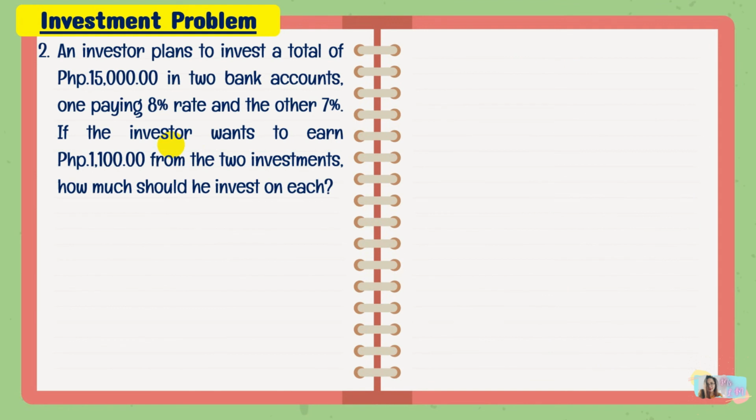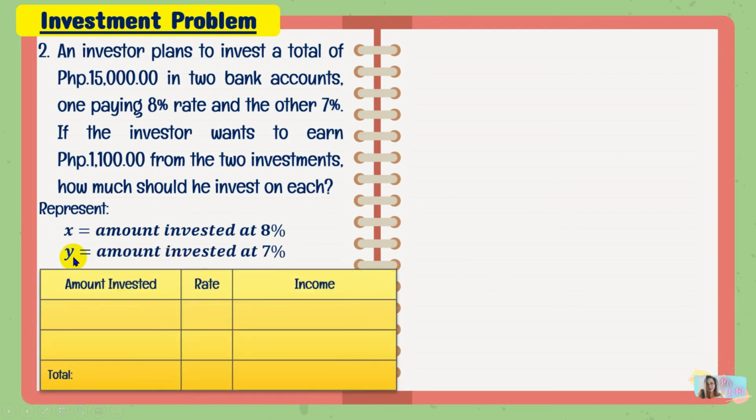We have here, an investor plans to invest a total of 15,000 pesos in two bank accounts, one paying 8% rate and the other 7%. If the investor wants to earn 1,100 pesos from the two investments, how much should he invest on each? So, same lang din po ng problem kanina. Tinatanong naman ngayon ay magkano kaya ang dapat niyang i-invest sa 8% rate at sa 7% rate. So, representation ulit is the amount he invested. We have X. Amount he invested at 8% and at 7% naman po ay Y.